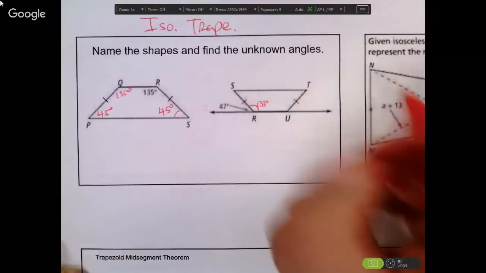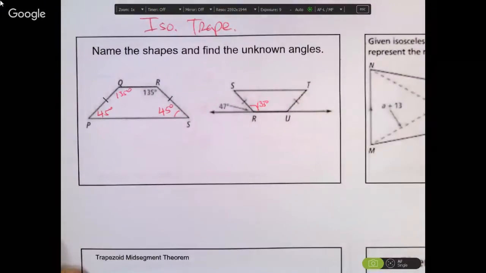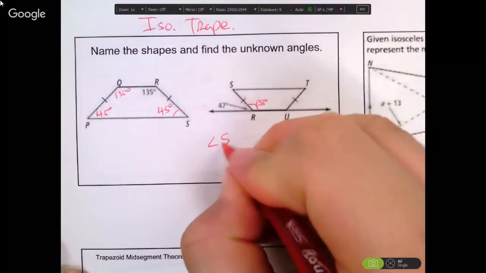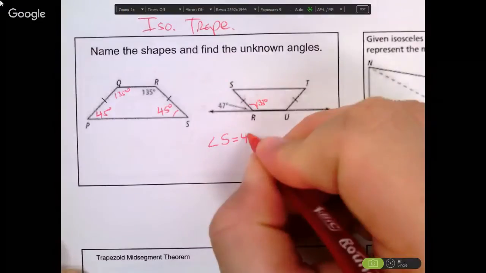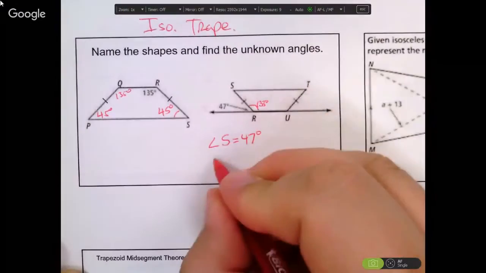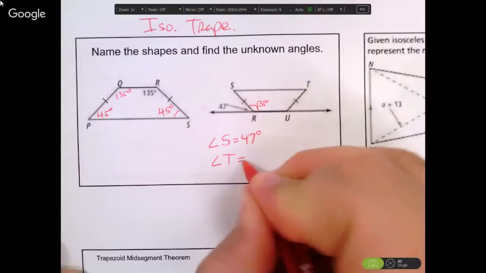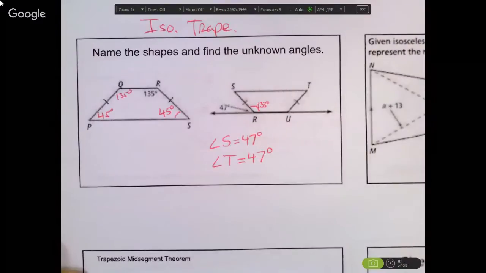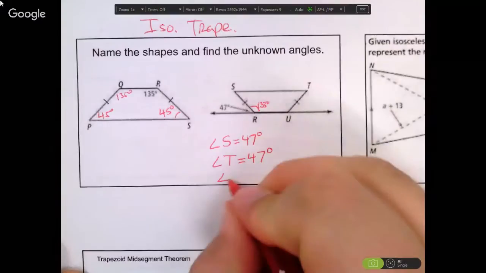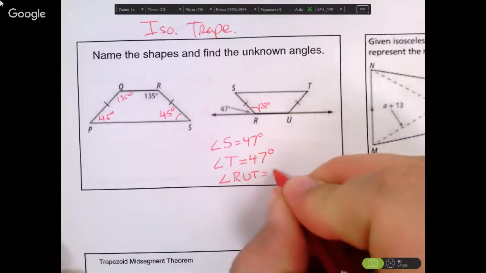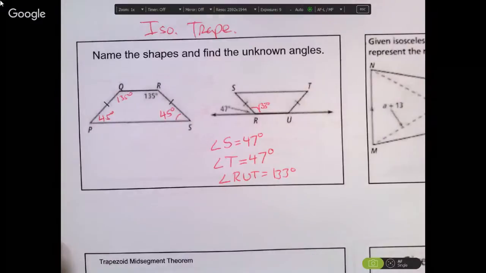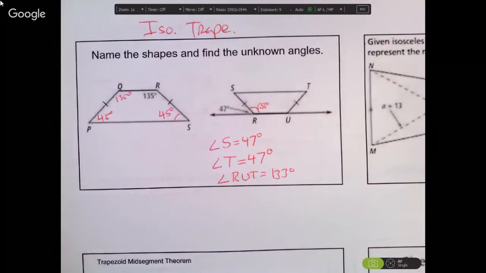47 is the other one. Angle S is 47. Angle T is 47, and then angle U is 133. He said angle U is 133. Why am I unhappy with him saying angle U? Because there's two angles for angle U. Angle RUT. And I could have just written them in there, but I'm not very good at drawing that small.